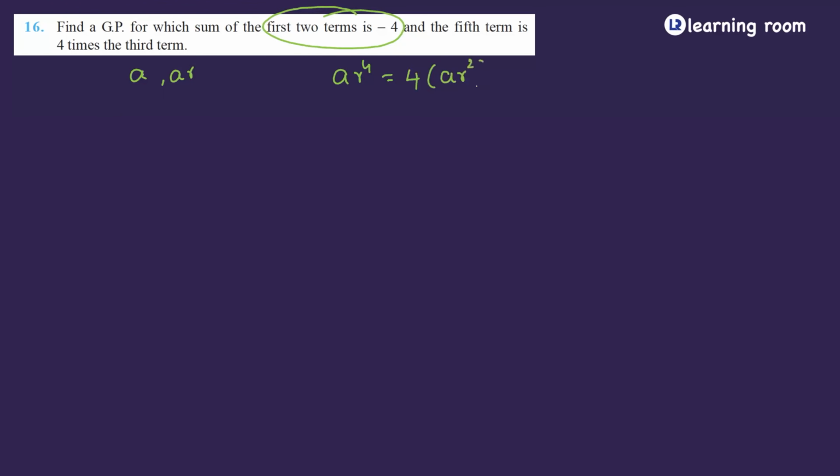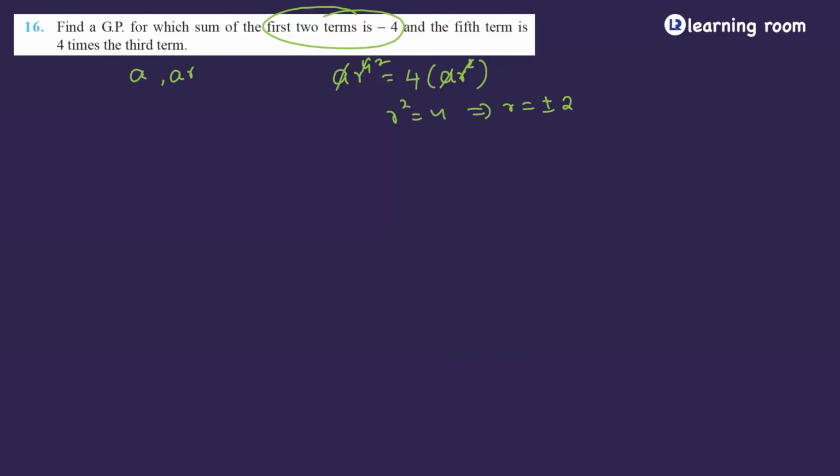What is the third term? AR square. So R square will cancel this 2 times. A and A will get cancelled. R square is equal to 4 means R is equal to plus or minus 2.